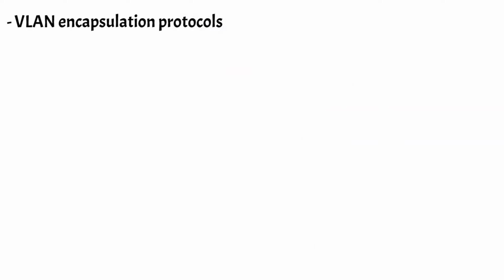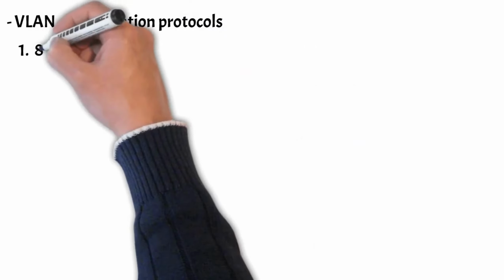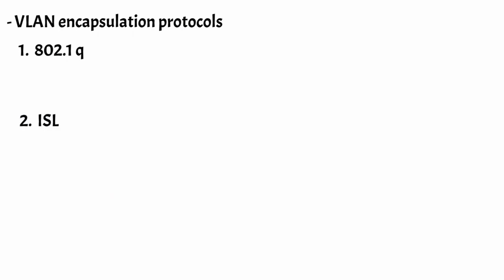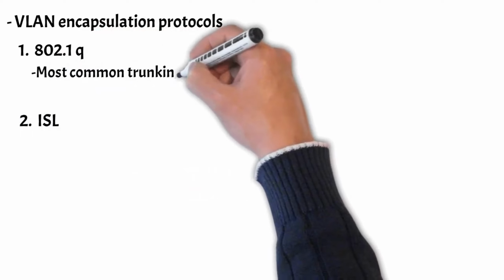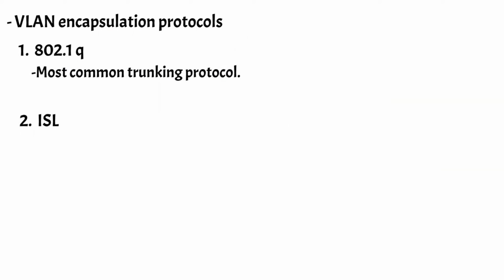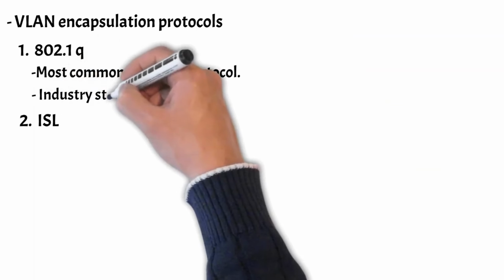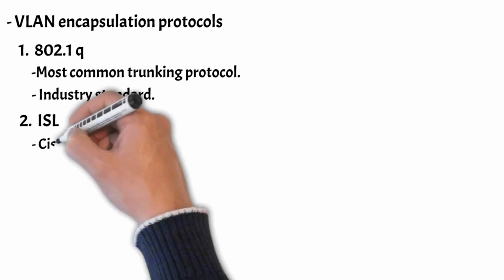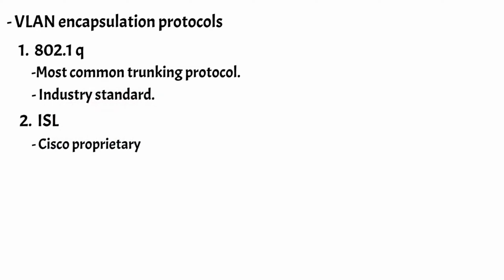There are two VLAN encapsulation or trunking protocols: 802.1q and ISL. 802.1q is the most common trunking protocol. It is the industry standard protocol and thus supported by multiple vendors. Whereas ISL is Cisco proprietary and not supported on non-Cisco switches.